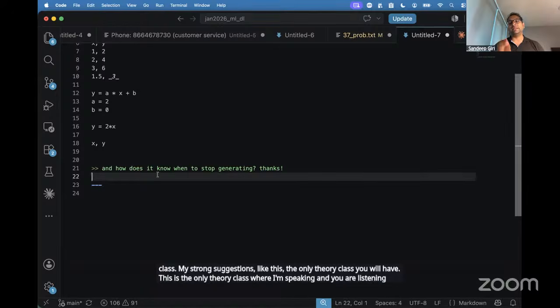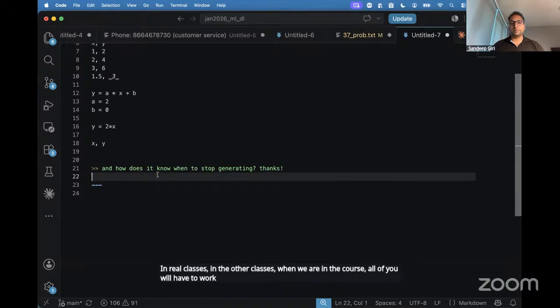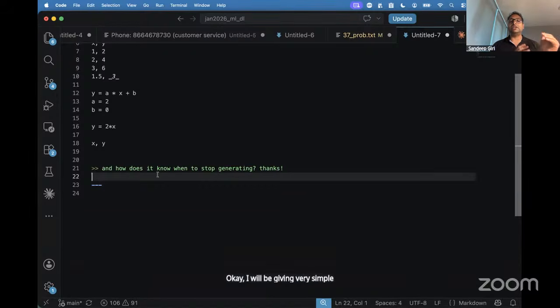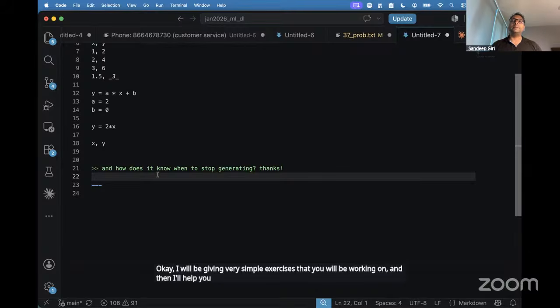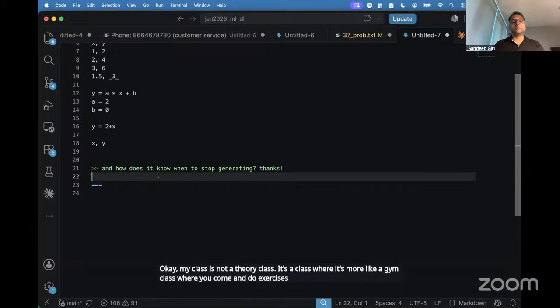In the other classes, when we are in the course, all of you will have to work with me. I will be giving very simple exercises that you will be working on, and then I'll help you solve and build these algorithms. Most of these algorithms, everybody builds in my class. My class is not a theory class. It's more like a gym class where you come and do exercises. All right.